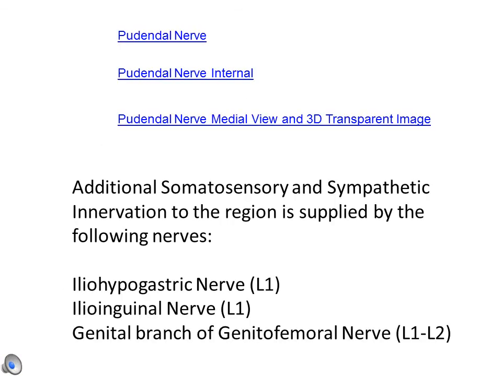This slide provides further links to learn more about the pudendal nerve and its anatomy. Additional somatosensory and sympathetic innervation to this region is supplied by the iliohypogastric nerve, ilioinguinal nerve, and the genital branch of the femoral nerve.